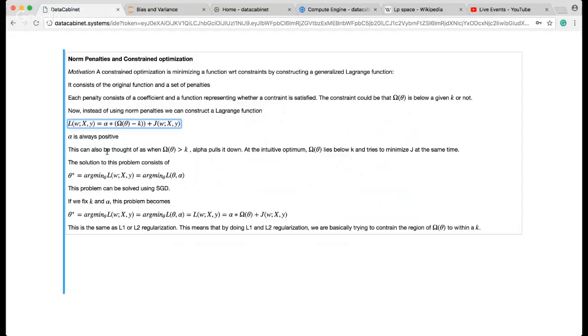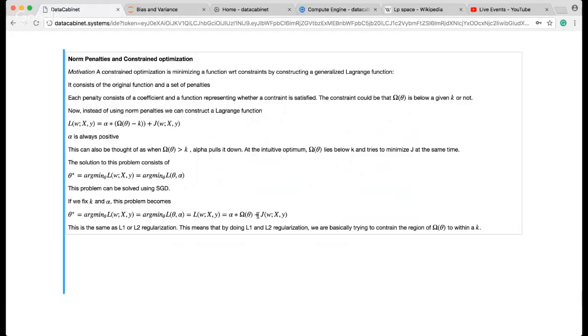And so if you see the theta star, the optimum theta is the argument of this loss, the Lagrange function. If you also think of a fixed k and alpha, then this problem becomes basically the same as a regularization function. Because k is fixed, it need not be optimized. Alpha is also fixed, so this becomes an L2 or L1 regularization function.